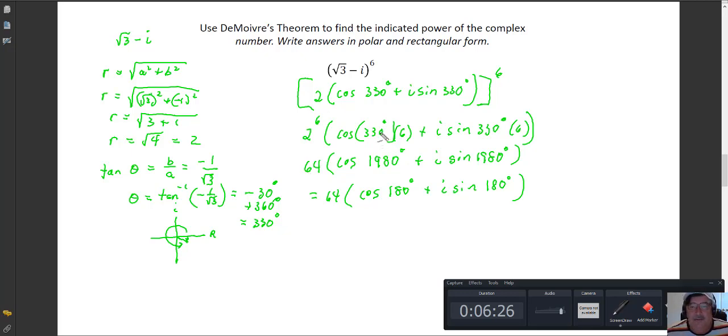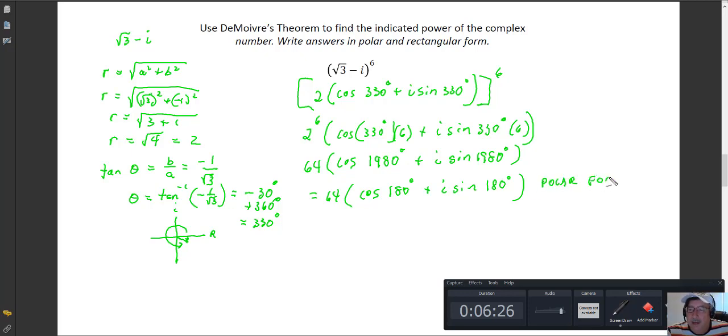All right, so I went ahead and multiplied the 2 to the 6th power, got 64. 330 degrees times 6 is 1,980 degrees. So I just kept subtracting 360, subtracting 360, subtracting 360 until I got within 0 to 360. So this is the answer they're looking for in polar form here. So we'll go ahead and note this.